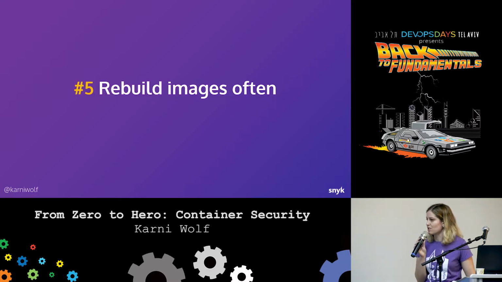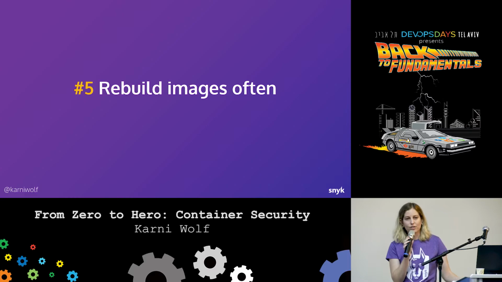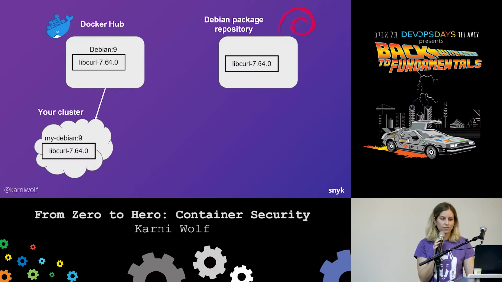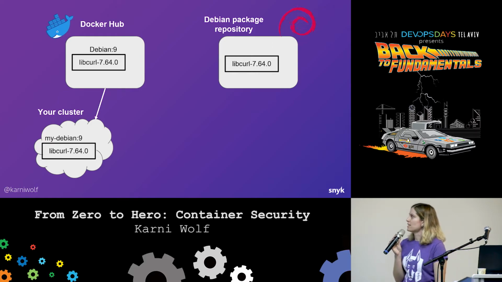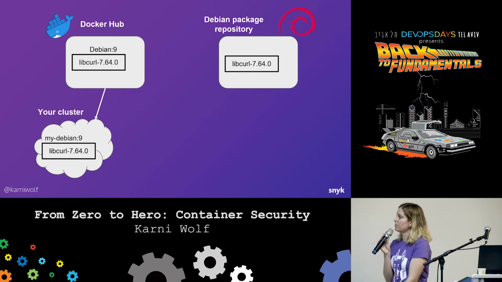Five, rebuild images often. Many times, vulnerabilities are resolved simply by pulling and rebuilding your image. Here's a good example. Take, for example, the package libcurl version 7.64. This is the Debian package repository, the Docker Hub official Debian repo, and your custom image based on Debian 9. They all have the same version.